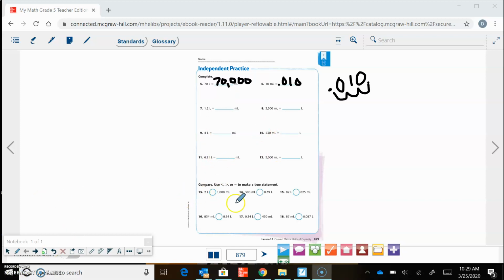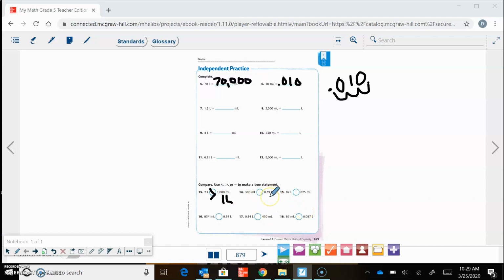What I want to do is go down here and do a couple of the comparing. So for the comparing, you're going to want to convert one side to be in the same capacity as the other. For example, we have 2 liters on this side. How many liters is 1,000 milliliters? Well, we know that 1,000 milliliters is equal to 1 liter. So 2 liters is greater than 1 liter.